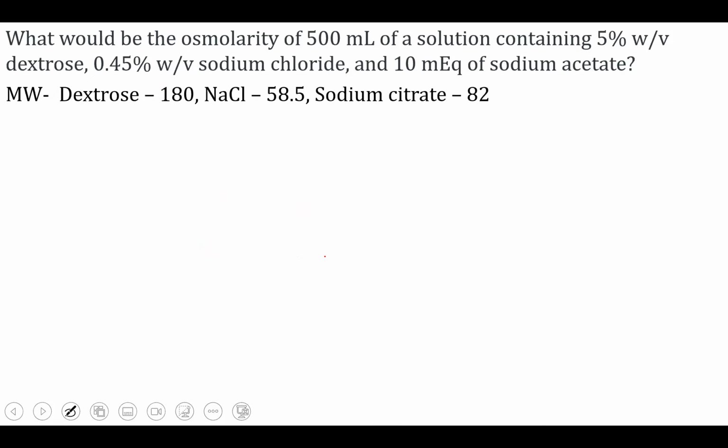Again, this is 5% dextrose, the osmolarity will be the same. Even if you use 1 ml of dextrose 5% or 1 liter, the osmolarity of D5W will remain the same because it is milliosmol per liter. Then 0.45%, which, again, we did the calculation in the class.